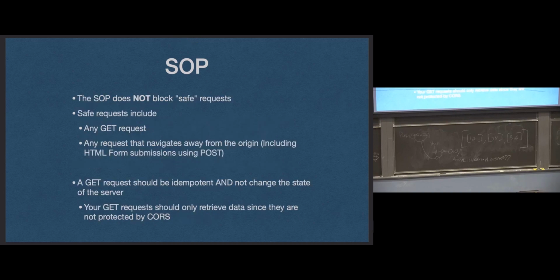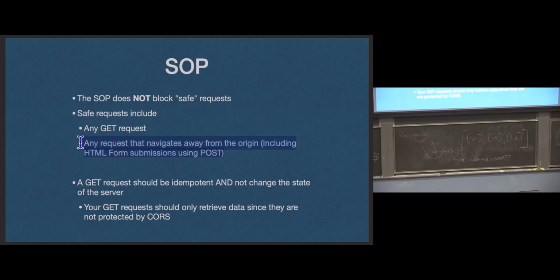Same origin policy will not block any of what it calls safe requests. This is any GET requests. GET requests just go through because you're just getting information. What's the problem? Don't make GET requests that are going to be sensitive. If somebody requests some information, you can serve them personalized information. But don't do GET requests that are going to, like, transfer money.